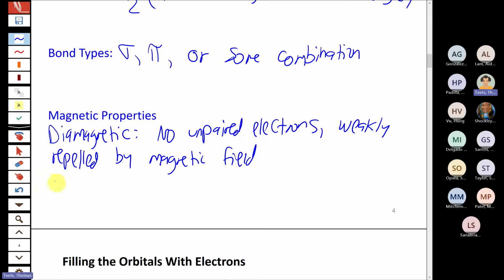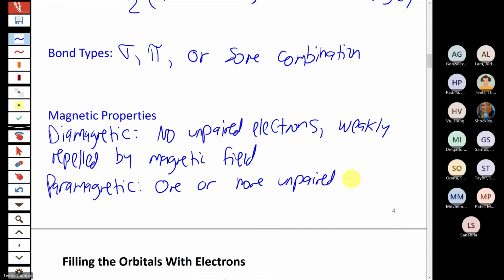The other possibility is paramagnetic, which is one or more unpaired electrons. For the ground states of diatomic molecules, like we'll talk about, there's only three possibilities. It's either diamagnetic with 0 unpaired electrons, or it could have 1 unpaired electron, or it could have 2 unpaired electrons. Those are the only possibilities you'll see.